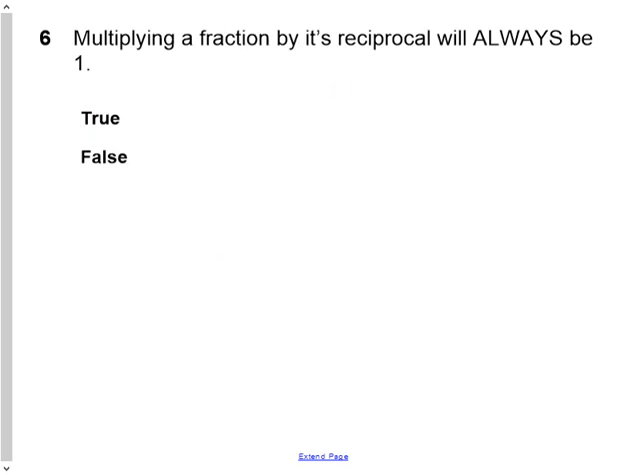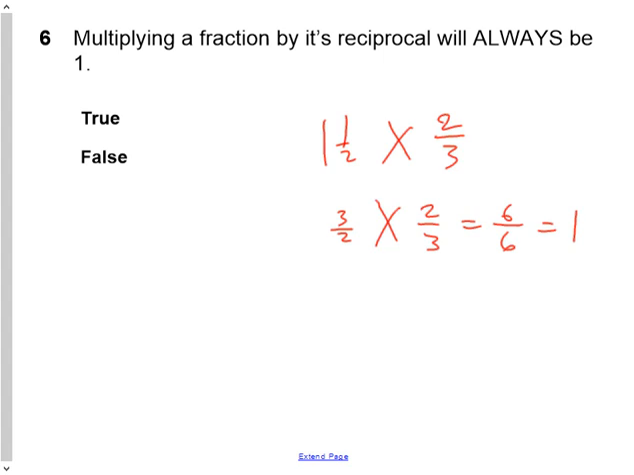And finally, in your true/false, multiplying a fraction by its reciprocal will always be 1. Let's check. Let's take any fraction. Let's take 1.5. Okay. So if I multiply it by its reciprocal, I have to know first of all that 1.5 is 3/2. Its reciprocal would be this, right? So if I multiply 1.5 by its reciprocal, I would end up with 6/6, which is equal to 1. Ooh, that one worked out.